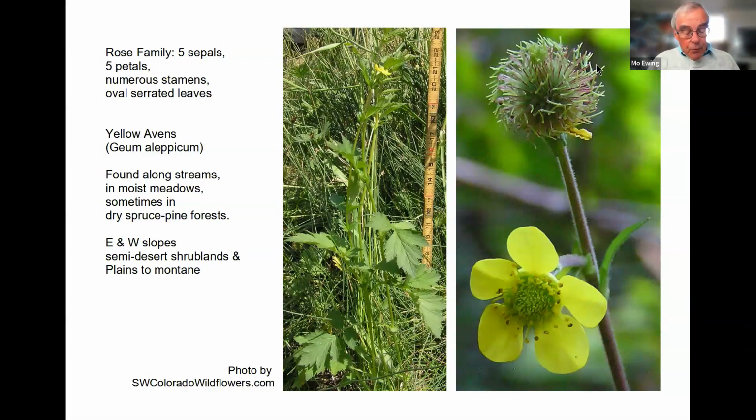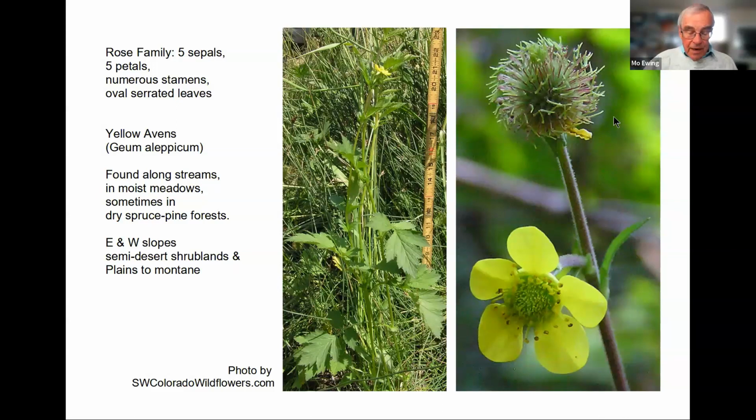And it's said that the root of a European subspecies of yellow avens was formerly used to protect one's house from the devil. I don't know what you did with it. You probably hung it on the door or something like that. This guy's found along streams and in moist meadows, but sometimes in dry spruce pine forests on eastern and western slopes from the plains to the montane.